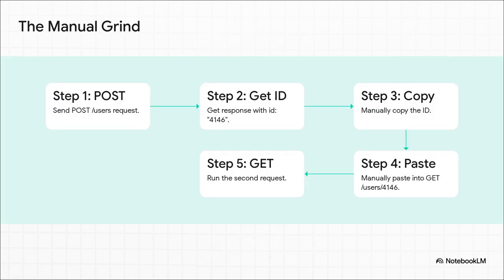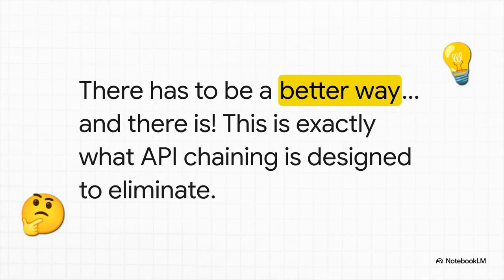Well, the manual way is just a total grind. Seriously. You run the first request, then you've got to squint at the JSON response to find the ID. Okay, found it. Now you highlight it, you copy it, you open up another request tab, you paste that ID into the URL, and then you can finally run the second request. It's painfully slow, it's super boring, and let's be honest, you're going to make a typo eventually. This whole process just doesn't scale. But of course, there has to be a better way, right? And there is. This whole manual copy-paste nightmare is exactly the problem that API chaining is built to solve.